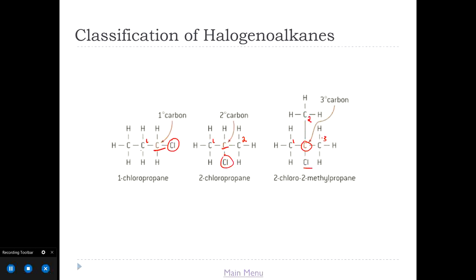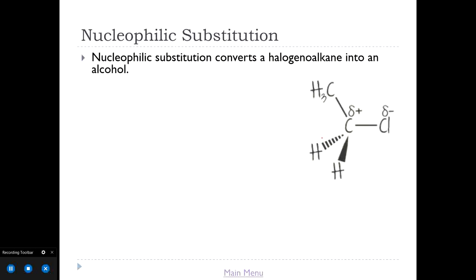Okay, and again, this is important because certain ones of the primary, secondary, and tertiary undergo one type of reaction and the other ones undergo a different one, which is what we're going to jump into. The type of reaction that we have for halogenoalkanes is called nucleophilic substitution. Okay, we're going to break down what all the words mean. We already know substitution is when we replace one thing on a molecule with another thing. Nucleophilic substitution is where we're replacing something with a nucleophile, which we'll get to in a moment.